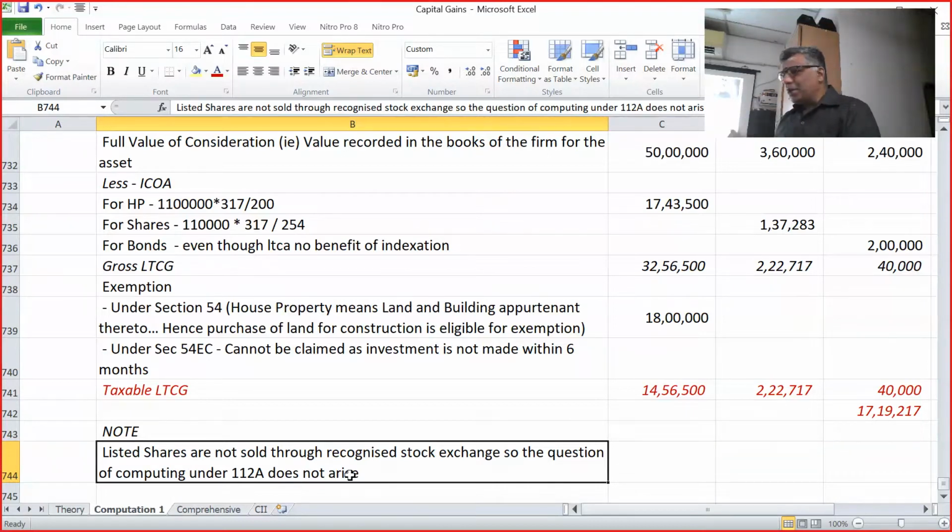What is section 112A? Listed shares on which security transaction tax is paid. Only if you pay security transaction tax, you will get the first 1 lakh as exemption, balance at 10%, because you are paying STT. If you don't pay STT, it's like any other shares, and you can in this case index it. These are the answers I'm getting.